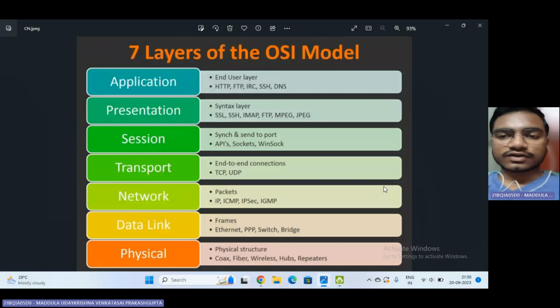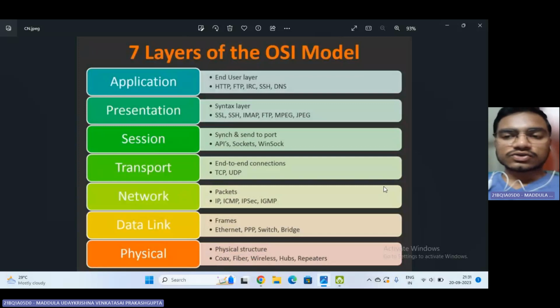The third layer of the OSI model is the session layer. It is used for synchronization and for port reporting. APIs, sockets, and WinSock are used in the session layer. At the session layer, the data is received from the presentation layer and sent to the transport layer.